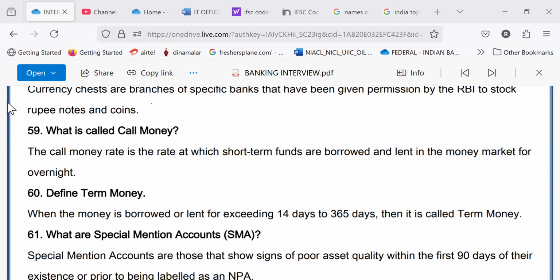for overnight. See, for example, when the checks are presented in huge amounts, the Indian Bank may require about 100 crores. So they go to other banks which have got surplus funds and borrow money. And that is known as call money market for overnight adjustment.